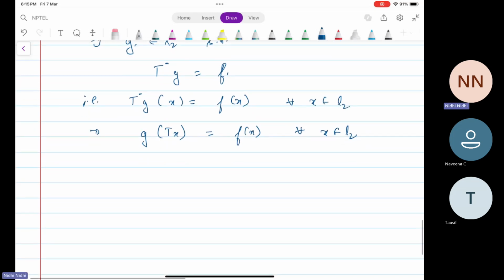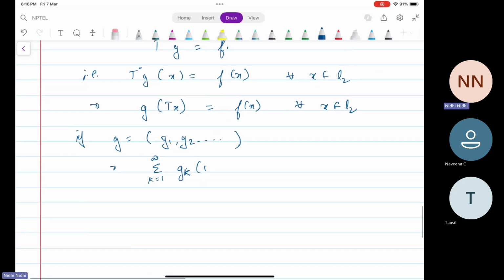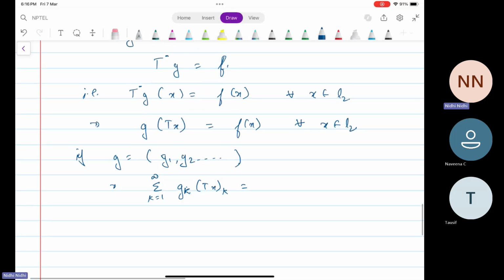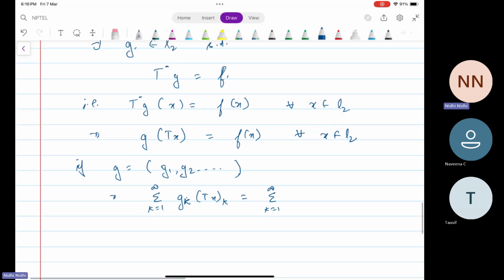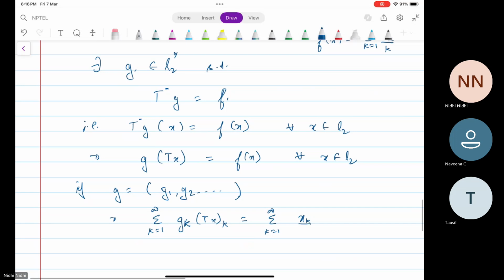Now suppose g was defined by the sequence g1, g2 and so on. This implies summation k from 1 to infinity gk Txk is equal to summation k from 1 to infinity f of x. So this is 1 by xk by k.